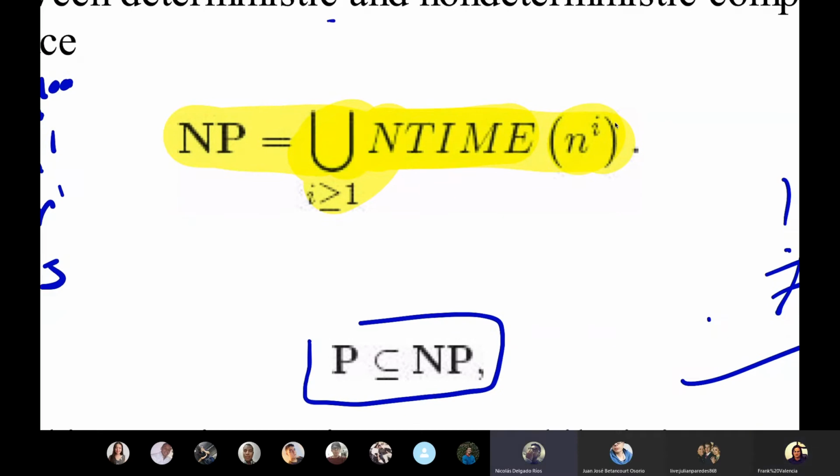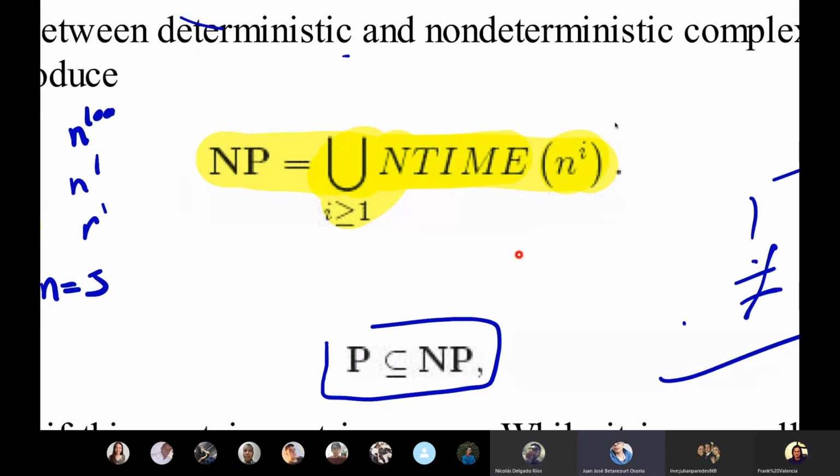Creo que Juan José en el chat puso. You wrote nasty. I don't know what he meant by that. No. Le está respondiendo a Gómez.